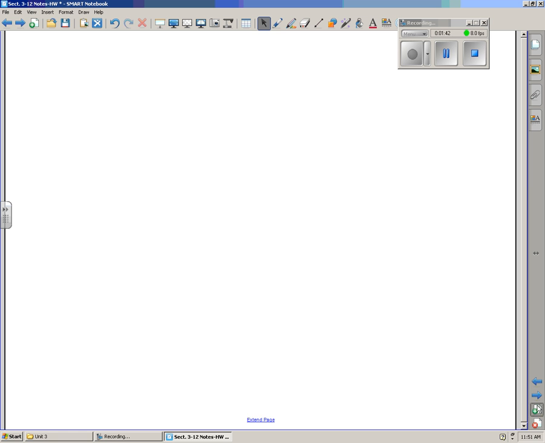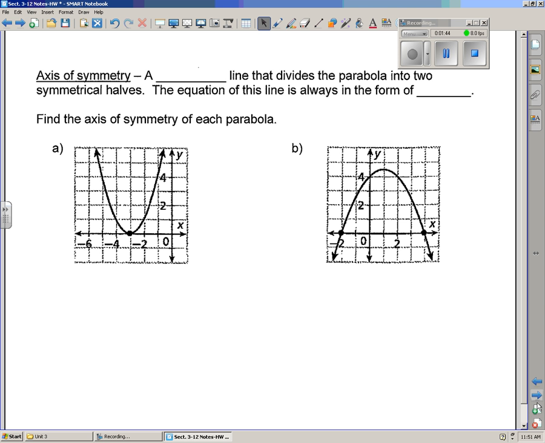There's also something that's called the axis of symmetry, and the axis of symmetry happens to be a vertical line that's going to divide the parabola into 2 symmetrical halves. The equation of this line is always going to be in the form of x equals something. Okay, so you got to figure out the x equals.